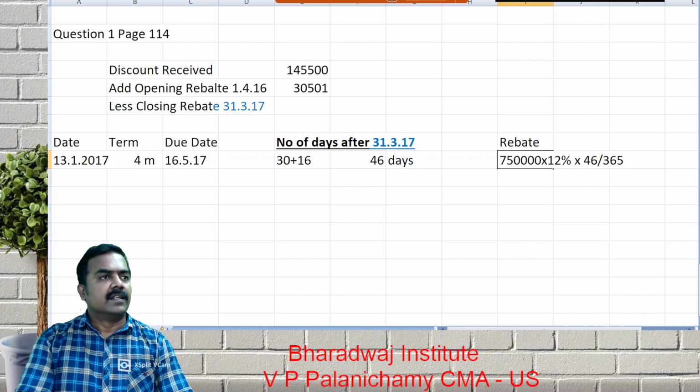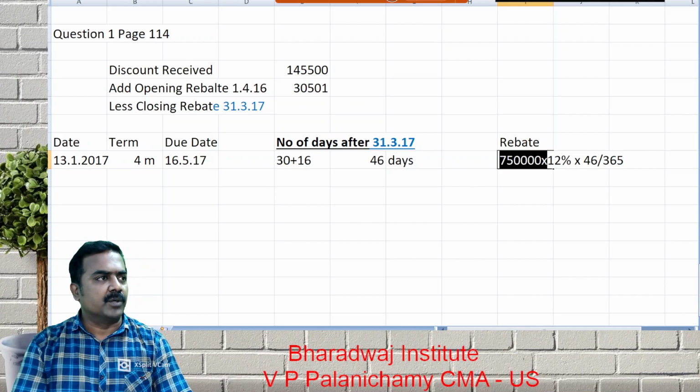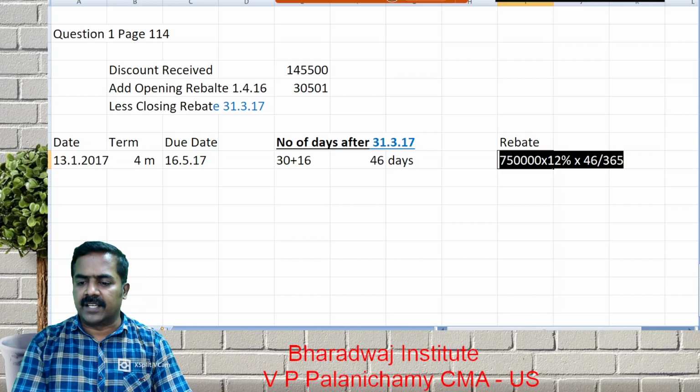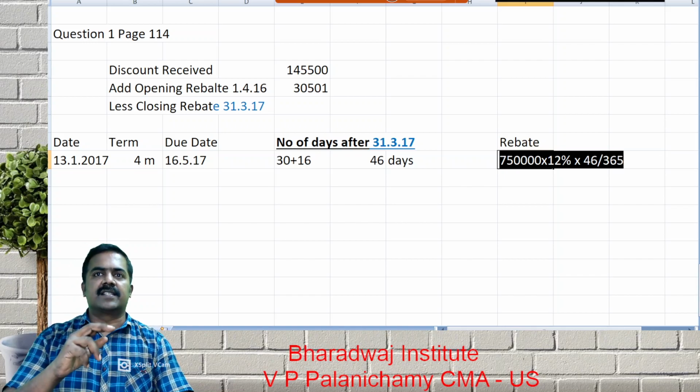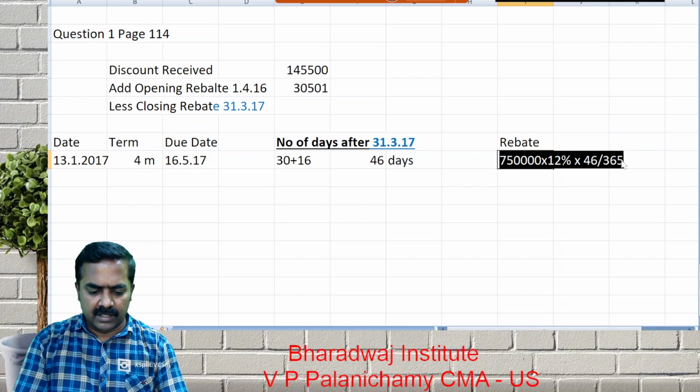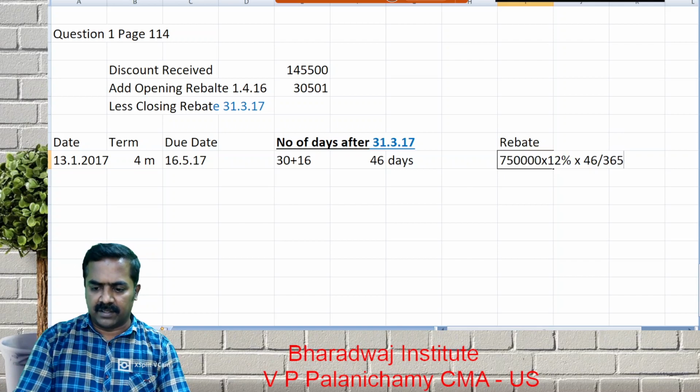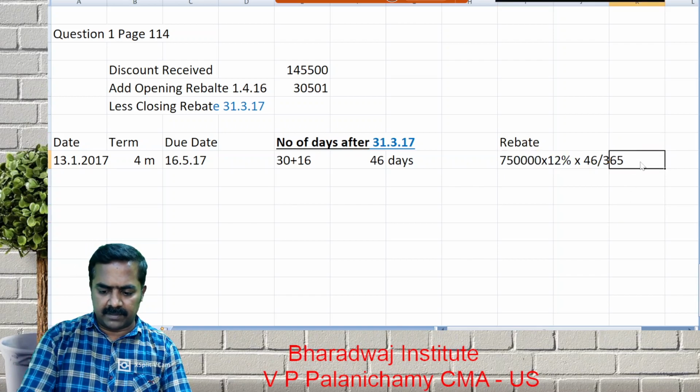Once again, 7,50,000 is the bill value. Why 12%? Discounting rate 12%. Why 46 by 365? 46 days falls after the financial year, so 46 by 365. When you work this out, you will get the rebate.